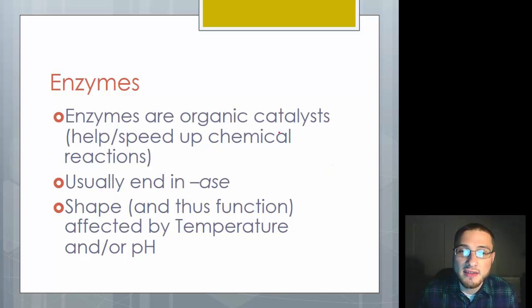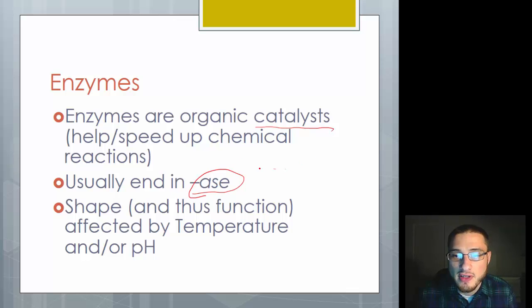So enzymes are organic catalysts. Catalyst just means that it helps speed up chemical reactions. Usually enzymes end in -ase. So if you hear something like polymerase, it ends in -ase, so that is an enzyme. Maltose: in order to break up maltose, we're going to use maltase. It ends in -ase.